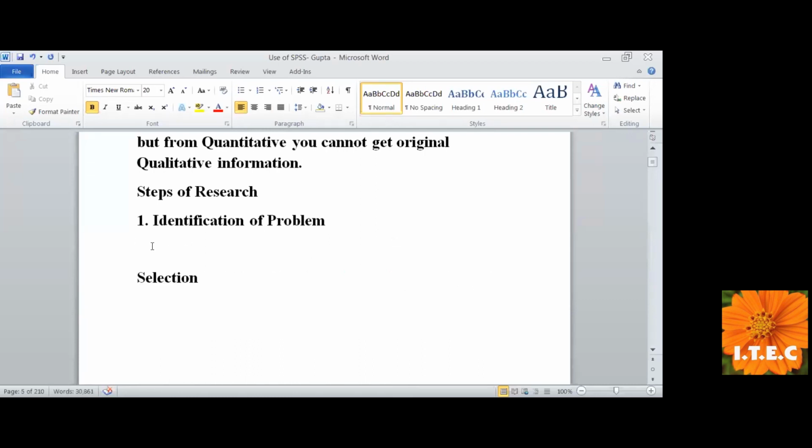Now, can you tell me another word for the problem? Now, one word was identification, another word is problem. What is another word for a problem? Can you give me the name of the word? Yes, Pramod, you are right. It is variable. So when you have to select, then you select variable.